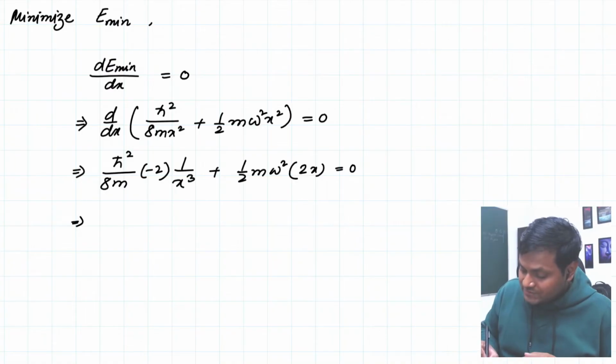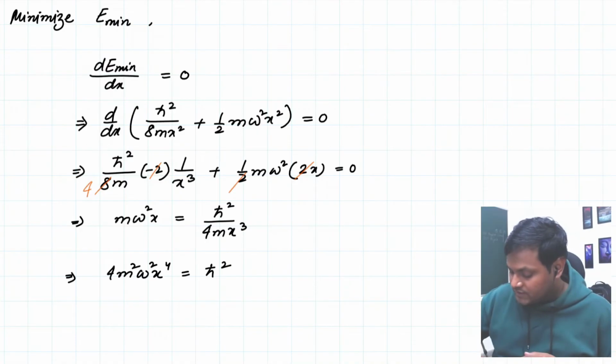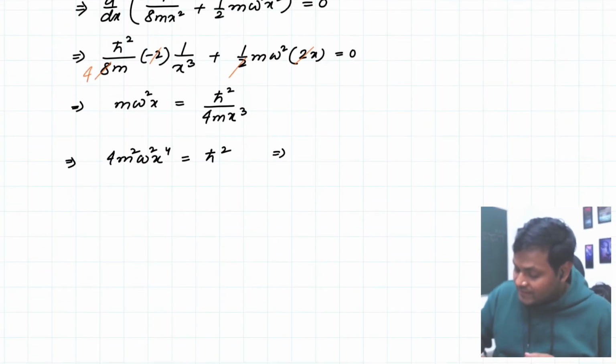So this expression should simply become half, and half here gets cancelled, and I end up getting m omega square x is equal to, here the 2 and the 8 will become 1 by 4, and I end up getting h cross square upon 4m x cube. So यहाँ से हमें क्या मिलता है? यहाँ से हमें मिलता है that 4 m square omega square x to the power 4 is equal to h cross square, or I can simply say that x to the power 4 is equal to h cross square upon 4m omega square.